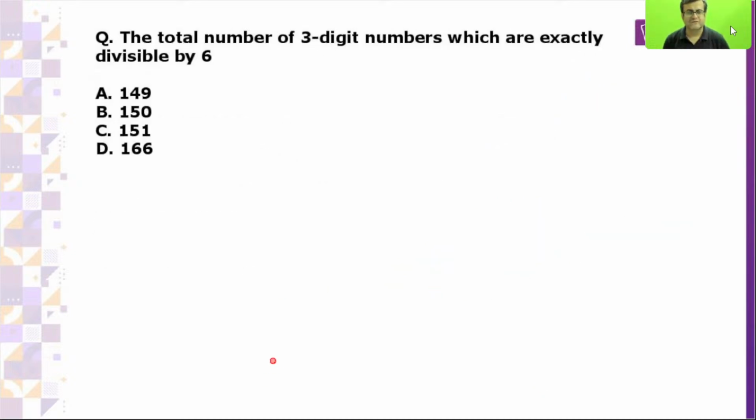Now come to this one. Total number of 3-digit numbers which are exactly divisible by 6. Total number of 3 digits. Pairing is possible till 96 digits, obviously. 3, 3, 3, 3, 3, 3, 3. 32 pairs will be there. Till 96 digits, 32 pairs. Remaining are how much? 4 digits are left.